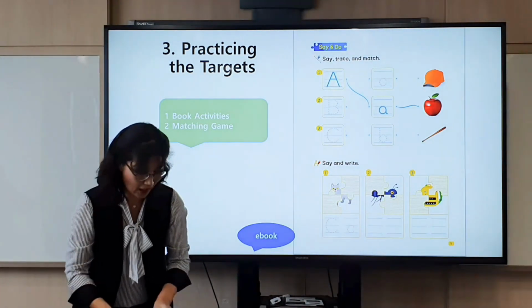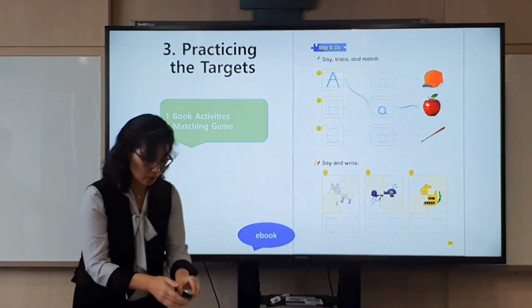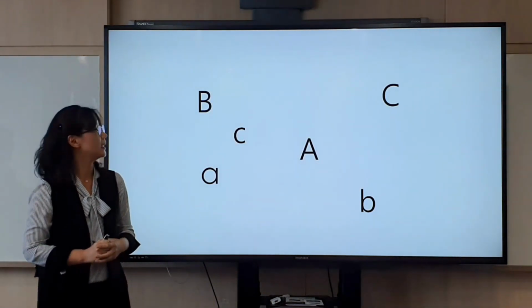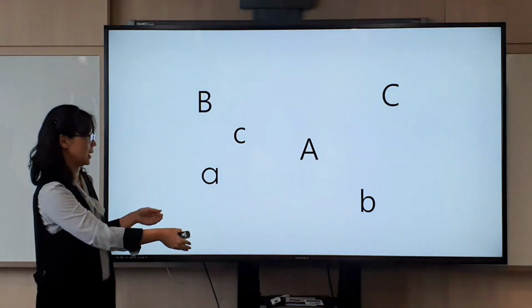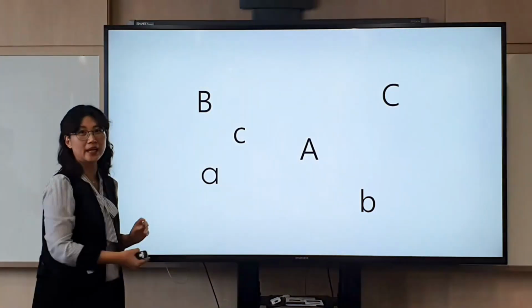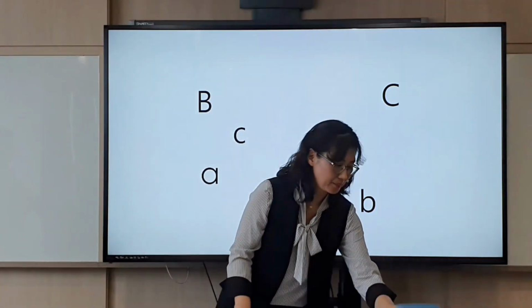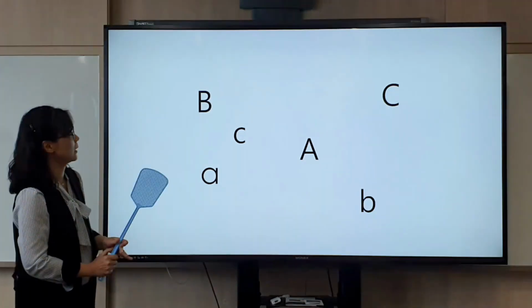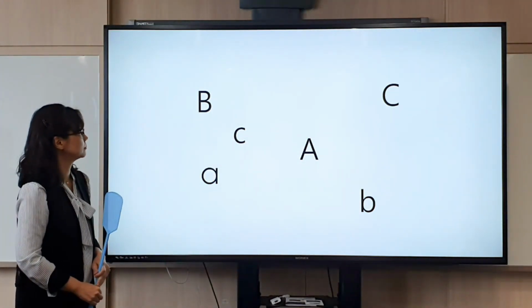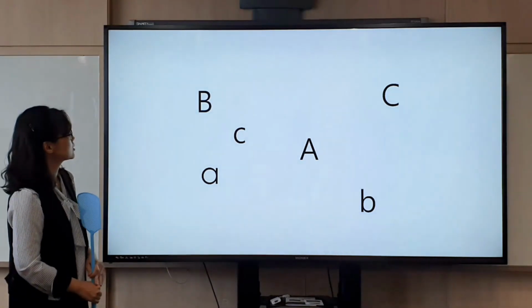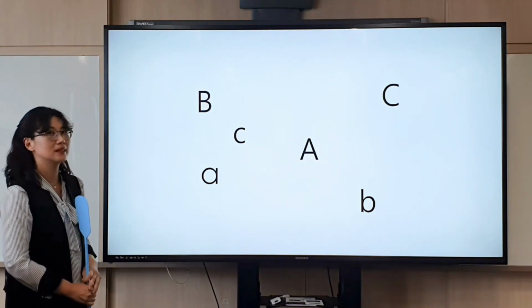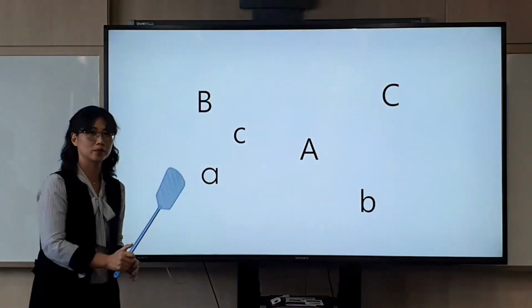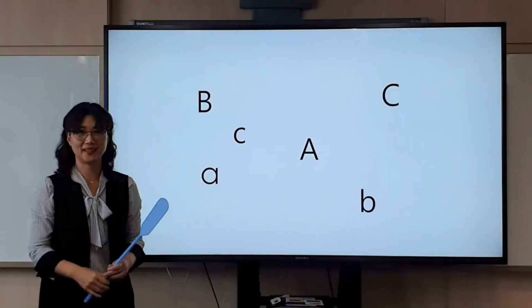Or if you don't have time to cut up the cards and make the cards, you can just make a slide like this. Then you can ask students to come to the front, and they can do the matching here. Maybe they can use a fly swatter like this. If you say the sound, they'll have to touch the card, touch the letter, right? So if you say cat, then they'll have to go big, small. They'll have to touch big, small, and then say cat.